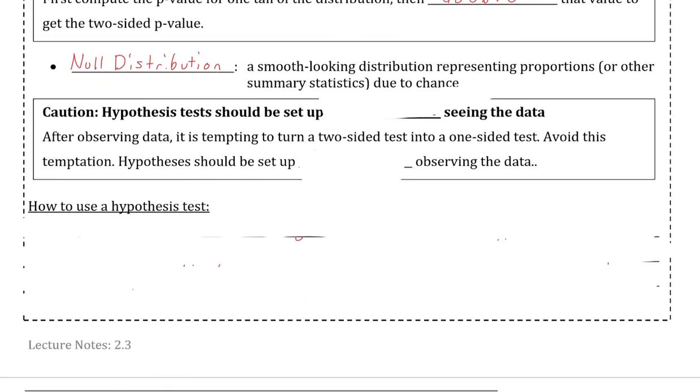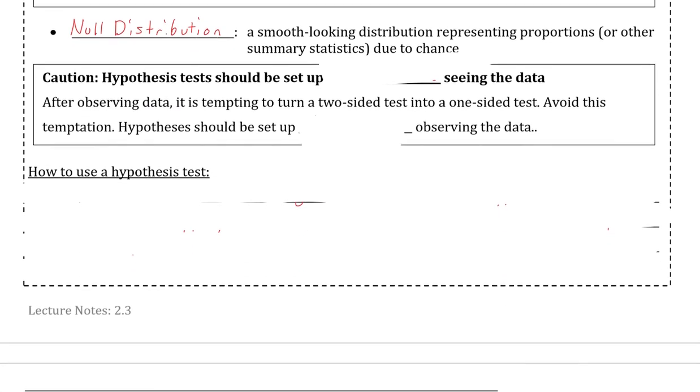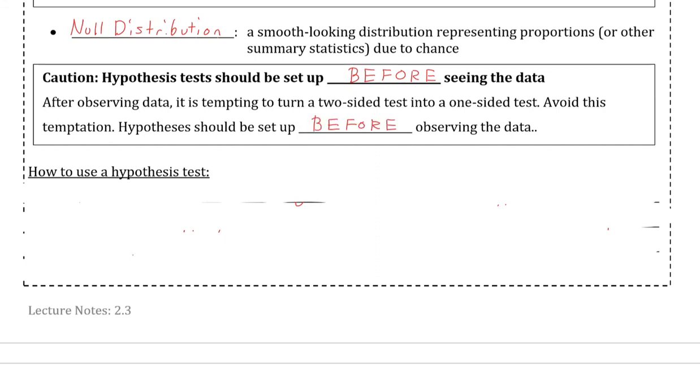As one last word of warning before we cover the steps of hypothesis testing, keep in mind that you should always set up hypotheses before seeing the data. After observing data, it is tempting to turn a two-sided test into a one-sided test. Avoid this temptation. Hypotheses should be set up before observing the data. This is here twice because it is very important.